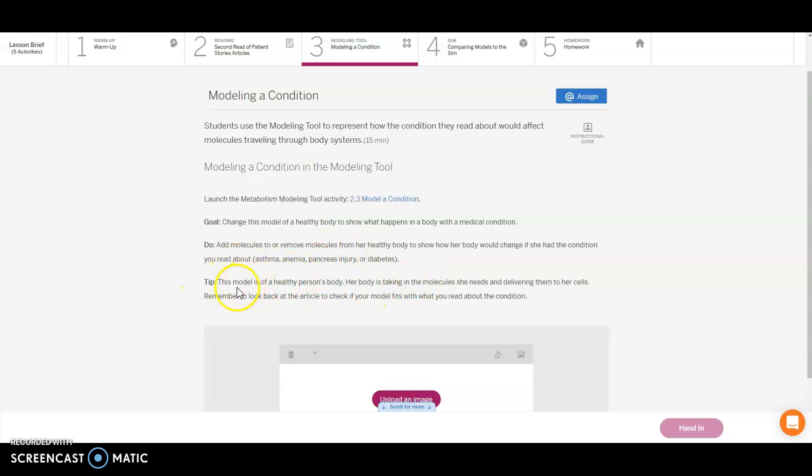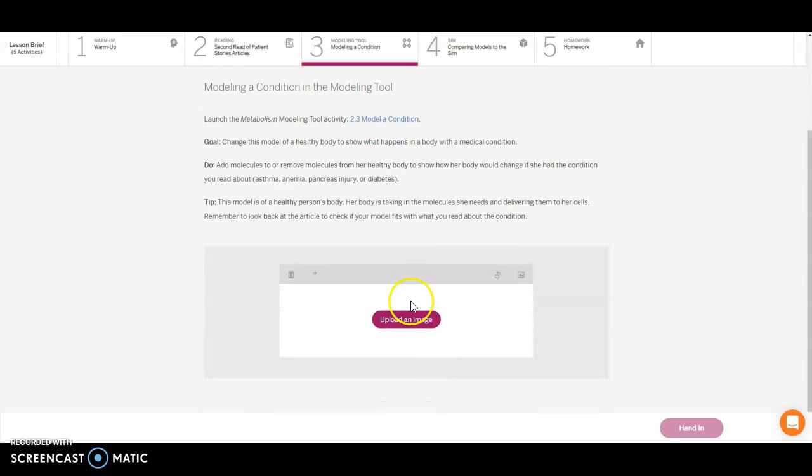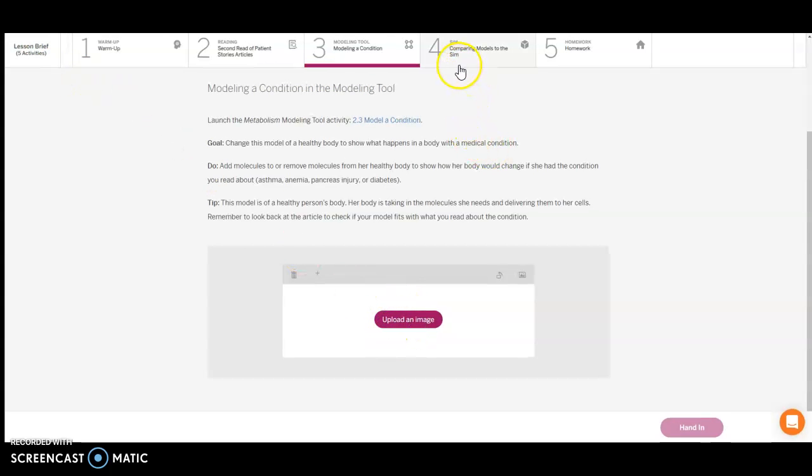So one tip is this model is of a healthy person. So when you're looking at the model that comes up with this lesson or this link, it is going to be a healthy body, and you need to alter it based on what you read in your article. When you're done, remember you're going to click the hand in button at the top of that tool, and if you refresh your page, it should show up right here. So pause the video so that you can go ahead and do part 3.